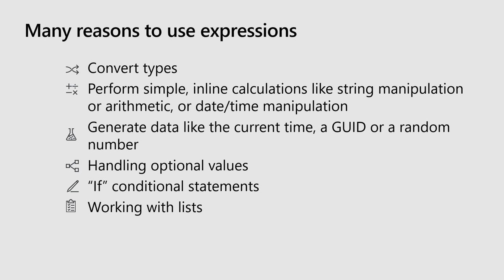So why would you want to use expressions at all? Well, even in the previous example that I was showing you, we need the ability to convert data types, of course. It also allows you to do things like simple inline calculations. If I want to just add some numbers together, do arithmetic, generate something like a current time, if I need to do some date time math, handling optional values. One of the things that I find really valuable is the ability to do if statements inside of a single action. And I can show you a really important example of why you can do that in a moment. And of course, working with lists and other advanced data types like objects.